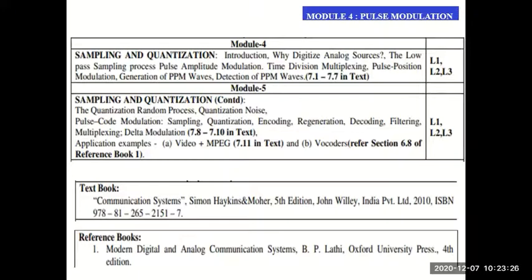Modules 4 and 5 are interlinked. That's why I am taking them together. The basics of digital communication, why to digitize analog sources, how to digitize. There are two basic steps, sampling and quantization. How you use those steps in digitizing analog sources, and a mathematical analysis of this sampling process we are going to study.